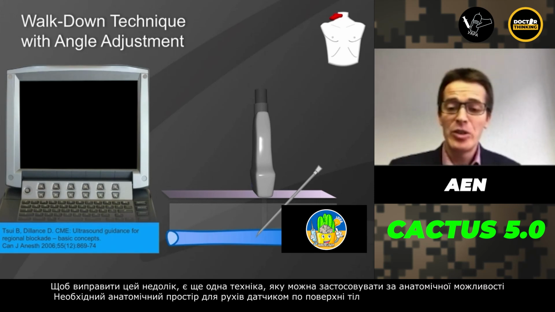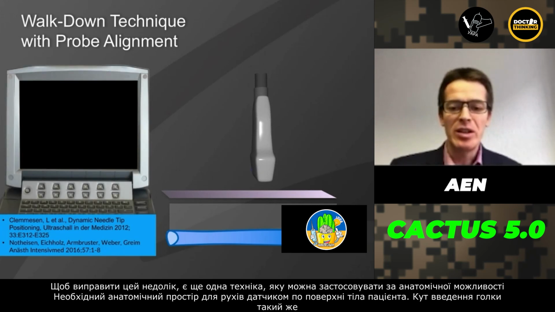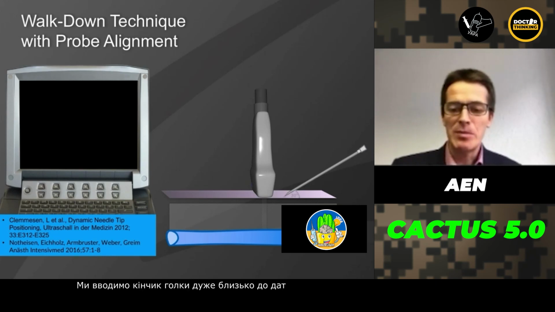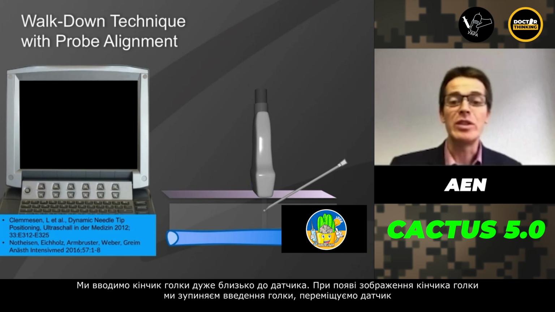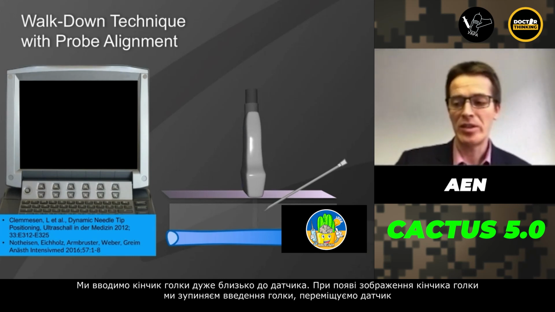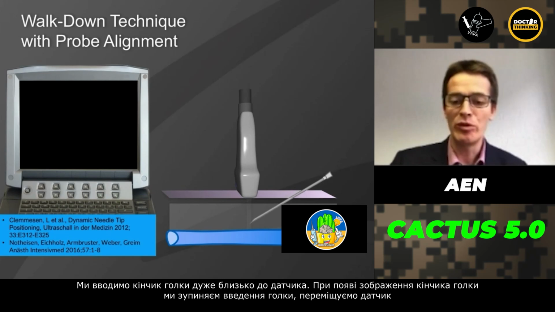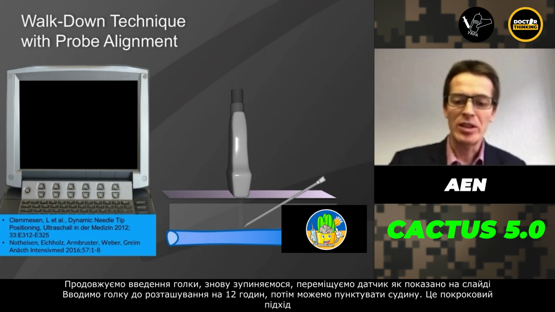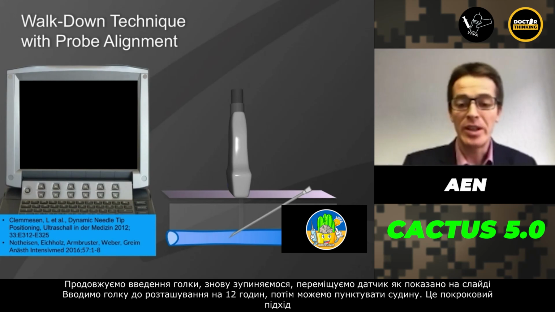So to improve this, we have another technique whenever anatomically possible. We need some anatomical space for the probe to actually be moved over the patient. The angle of needle insertion is basically the same, aiming at an early identification of the needle tip very close to the probe. So when the first reflex occurs, we stop the needle, move the probe, forward the needle, stop again, move the probe like here, and insert the needle a little more until we get to the 12 o'clock position. And then we can puncture the vessel.